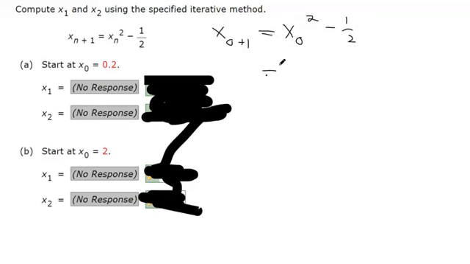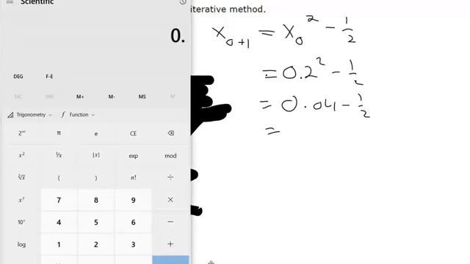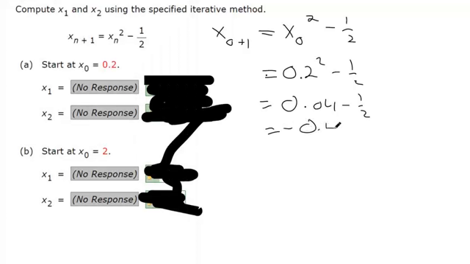So this is something I know. It's given to me as 0.2. 0.2 squared is 0.04. And then we can convert that to a decimal, I assume, since they gave us a decimal number. It's negative 0.46 for x sub 1.